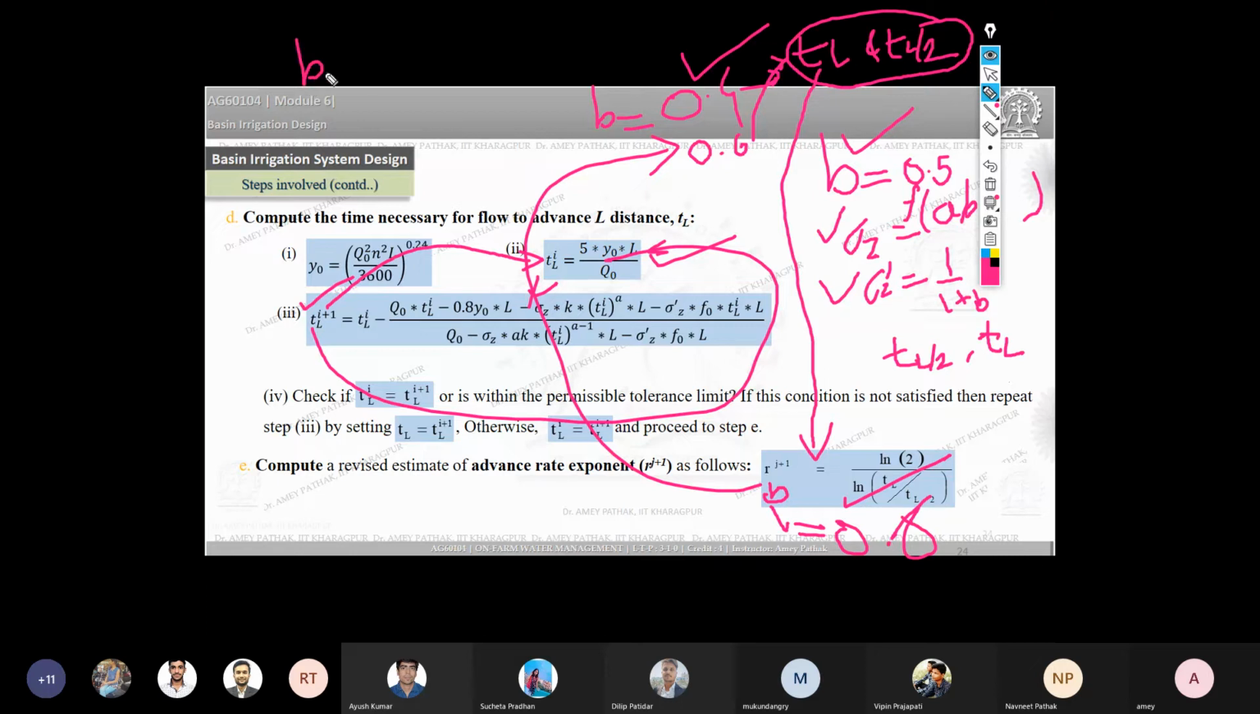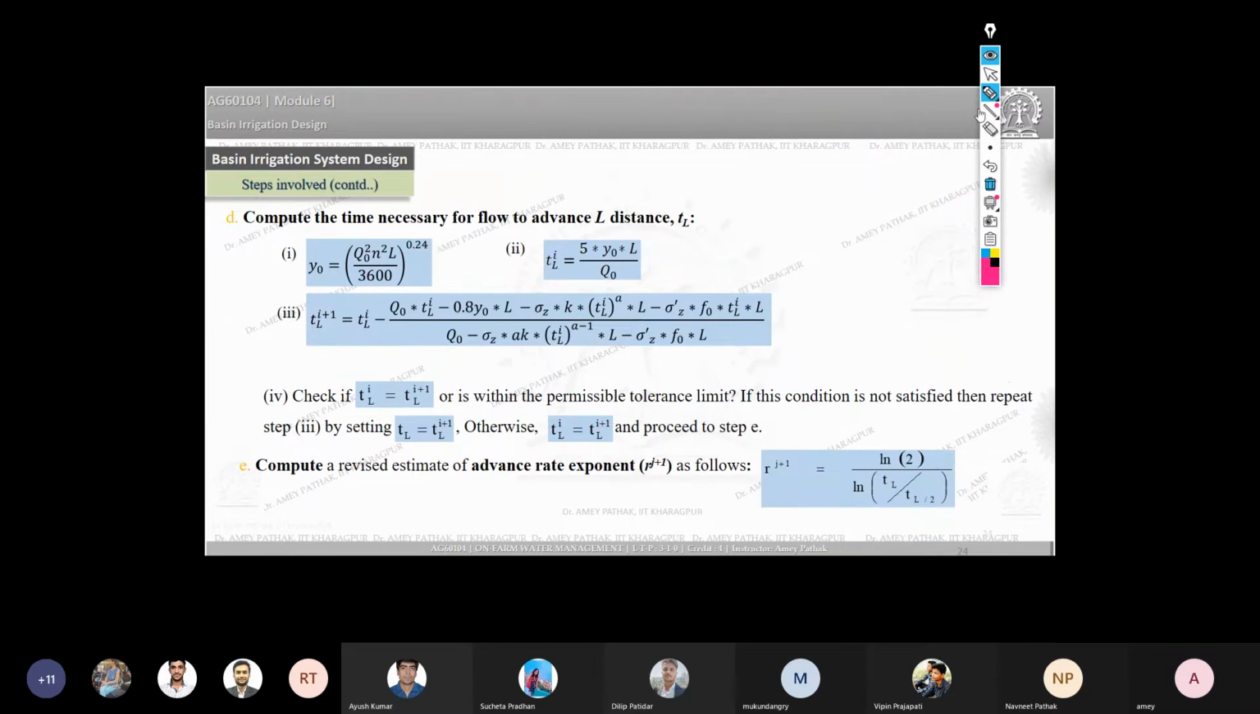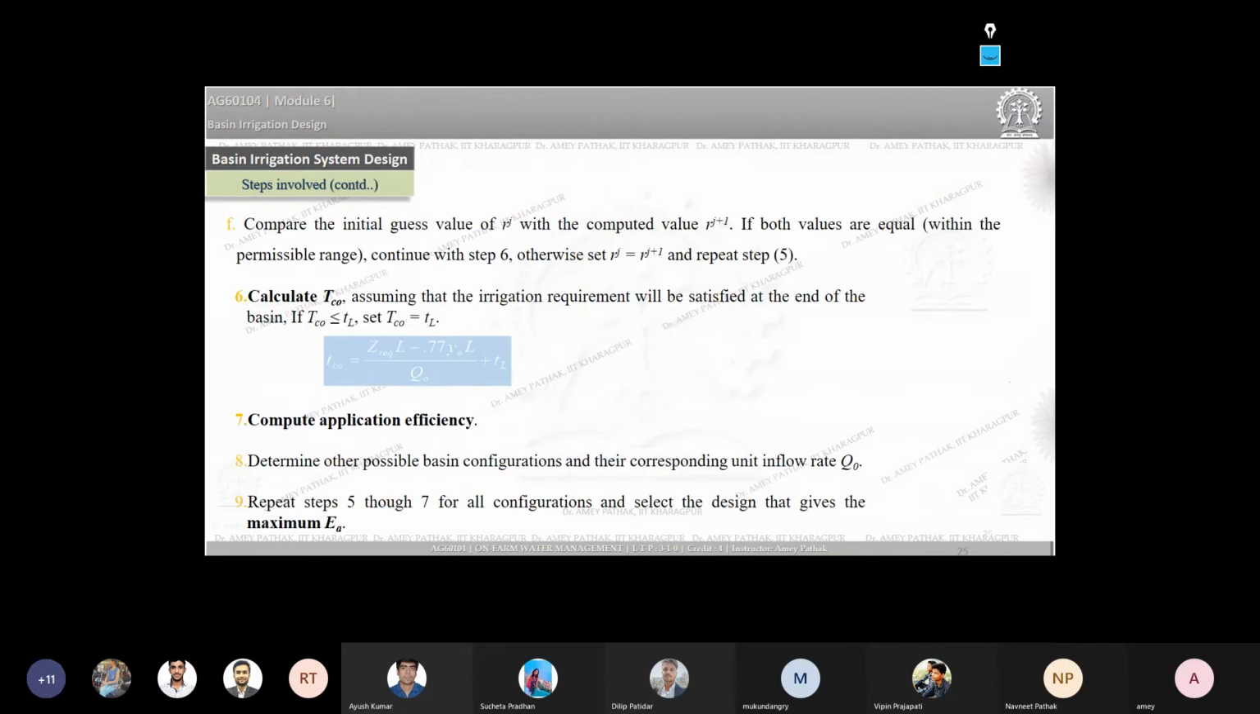So if the initial guess B is equal to 0.6 is correct, so is the value of time of advance for length L and time of advance for length L by 2. The same approach that we have followed for the border irrigation system, we have to follow here.